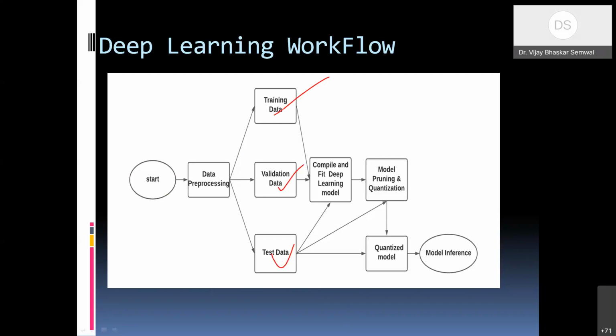Ultimately, the deep learning pipeline looks like this: after data pre-processing, we split the data into training, validation, and testing. Training and validation go together, and testing is done once the model is trained. Then we designed the deep learning model and validated it. We achieved a certain accuracy on the test data. Again, we compressed this model so that we can fit it on the microcontroller, and then tested the model again. Finally, we can see the model inference through the LED.